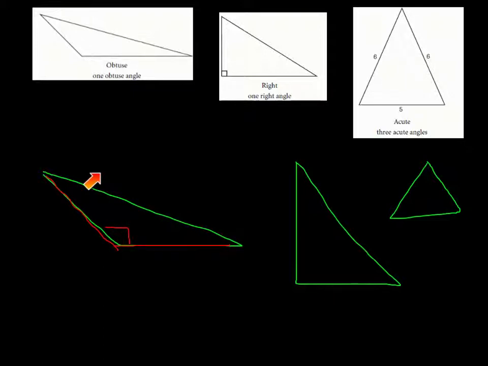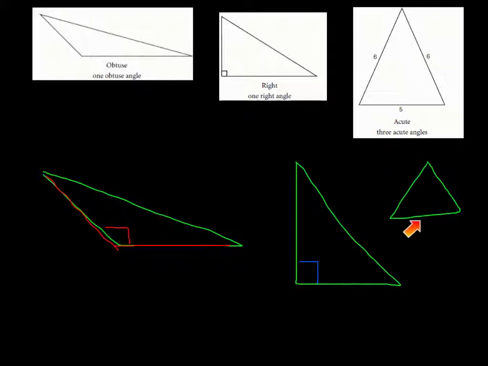On the second one here, it tells us a right has one right angle. We're going to draw our little box here. If we draw our box, we can see it's almost a perfect square, so in this case, this would be a right angle, or a right triangle. And this one over here, on the far side, we have an acute angle up here, or acute triangle up here. And it says acute has three acute angles.